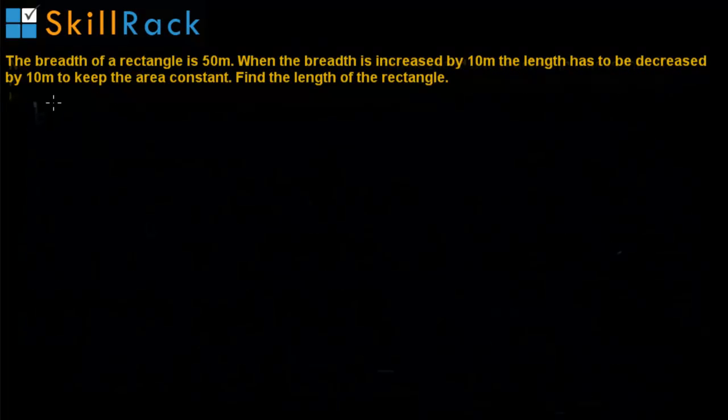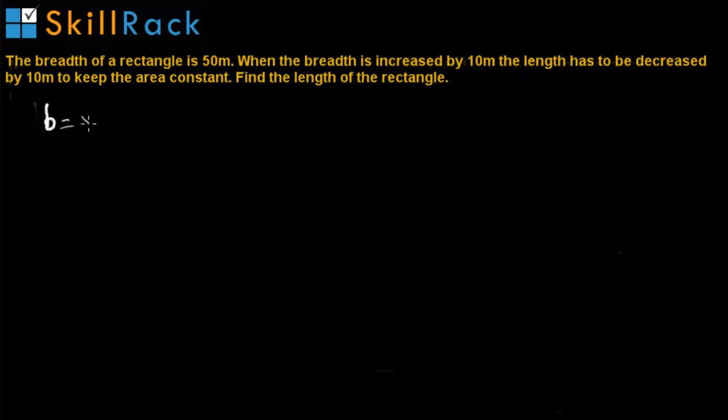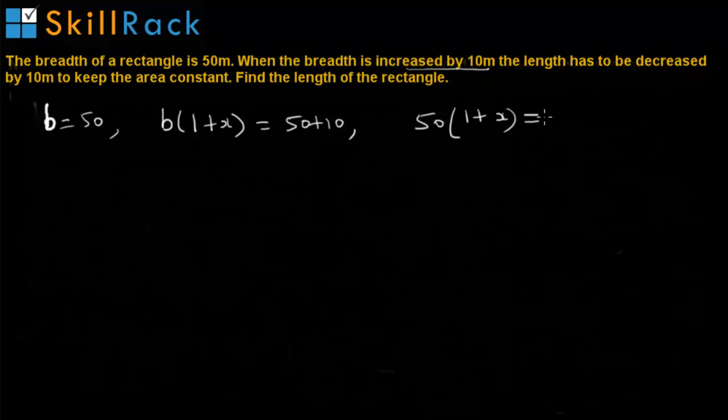Let us look at another example where we can apply the formula. The breadth of the rectangle is 50 meters. When the breadth is increased by 10 meters, the length has to be decreased by 10 meters to keep the area constant. So b into (1 plus x) is equal to 60, because the 50 meters is increased by 10 meters. We know b is equal to 50. So 50 into (1 plus x) is equal to 60. So x is equal to 1 by 5.